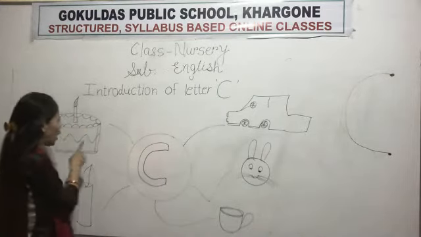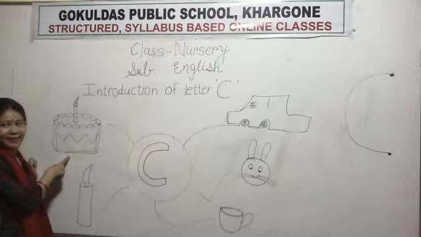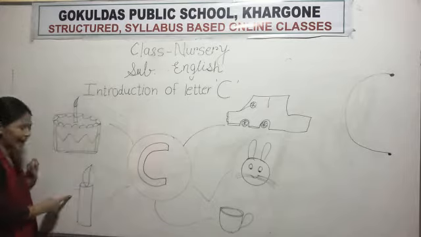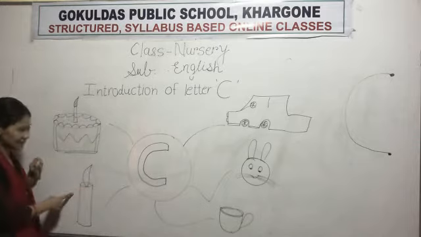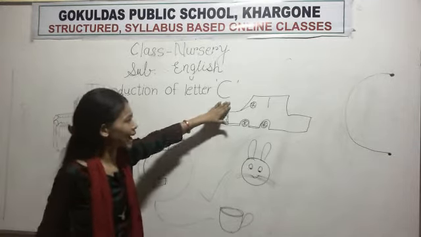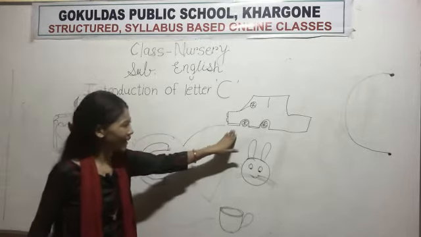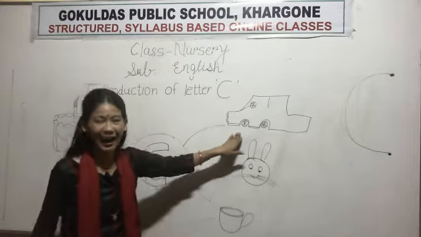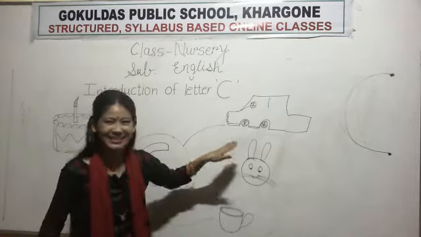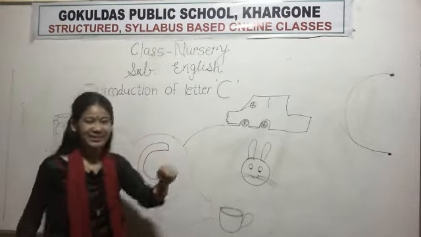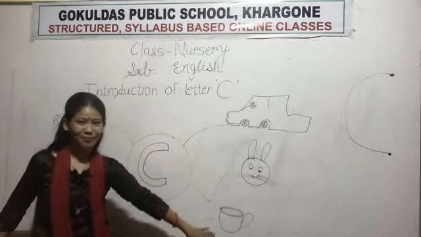Say C for cat. C for cat. C for candle. C for candle. C for car. C for car. C for cat. C for cat. C for cup. C for cup. Okay, C.